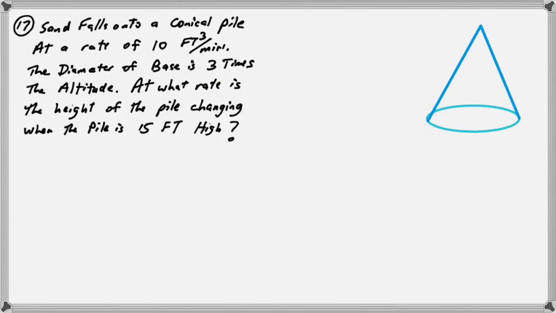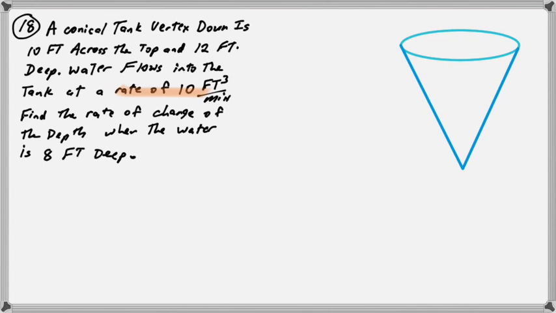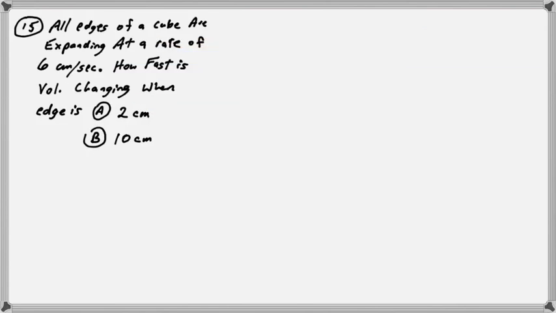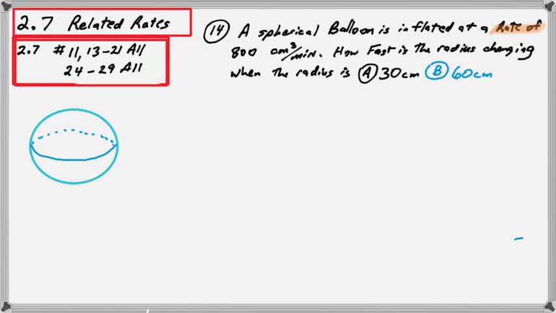Now you'll notice, please, that almost every one of these questions will say "at a rate of." Whenever you see "at a rate of," that simply means a derivative, which is why these are calculus questions. So, a spherical balloon in number 14 is inflated at a rate of 800 cubic centimeters per minute. How fast is the radius changing when the radius is 30 or 60 centimeters?